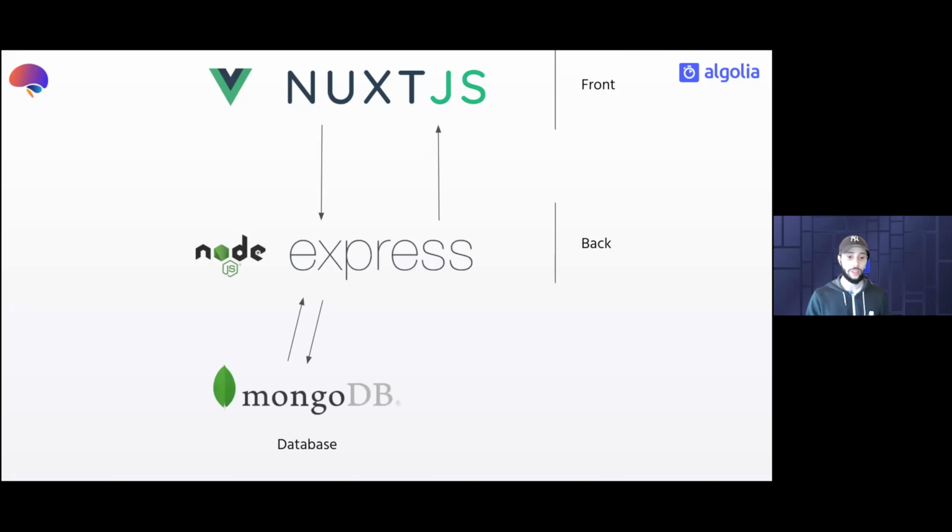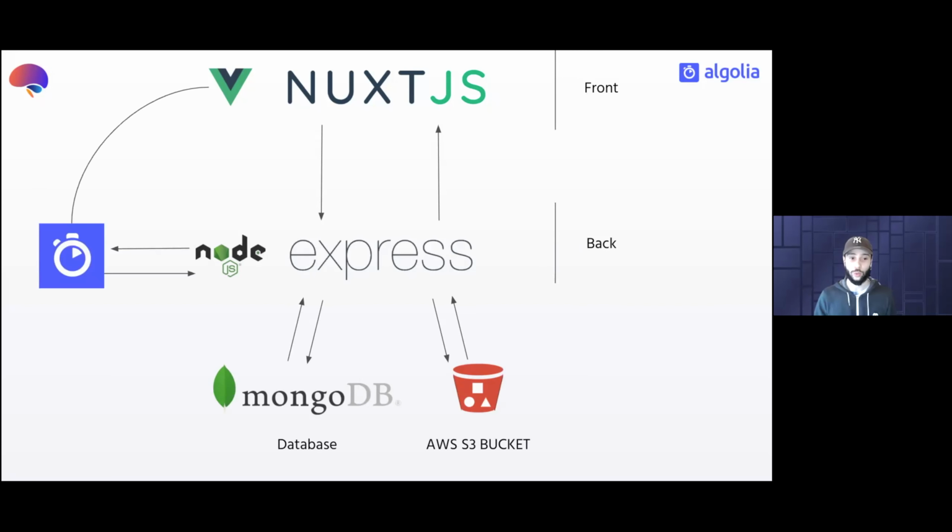Why MongoDB? Because it was more flexible and one of my schoolmates was really efficient with it. So we decided to go in this direction. We also use AWS S3 bucket to store image. And the last one, we use Algolia on the front part and the backend part.